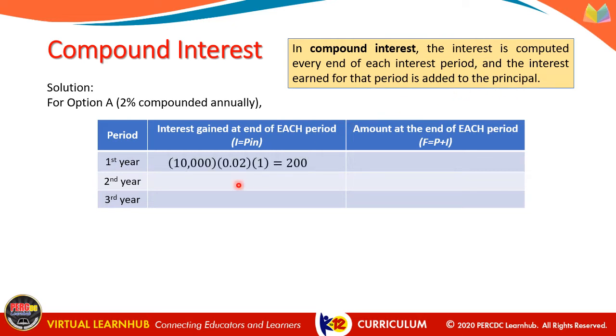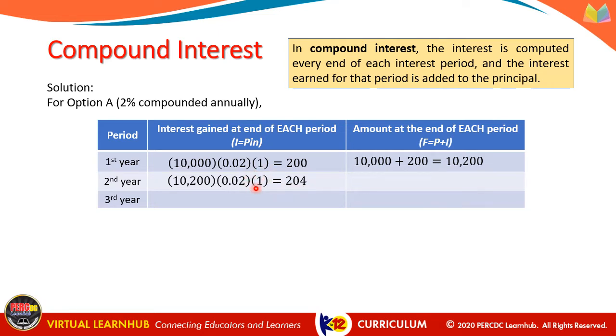Okay? So for the first year, the interest earned is 10,000 pesos times 0.02 times 1, which is equal to 200 pesos. At the end of first year, the money will be 10,000 plus 200. That is equal to 10,200 pesos. Okay? No problem with this one. For the second year, the interest earned is 10,200 times 0.02 times 1, which is equal to 204.